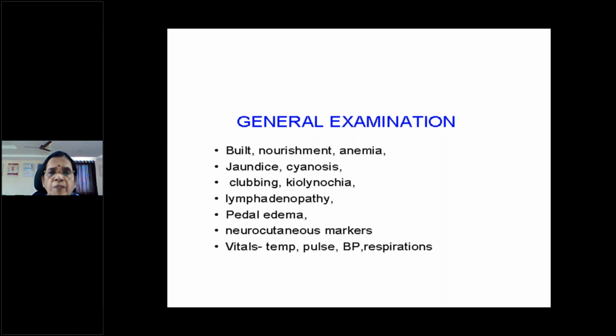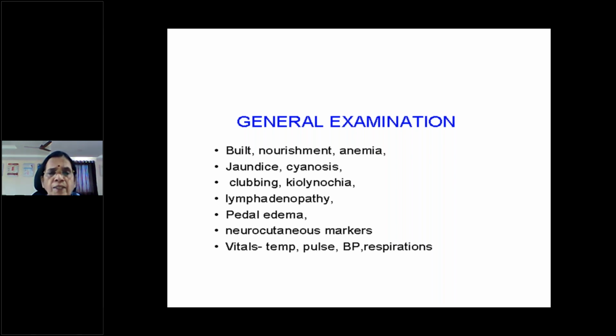Next comes the general examination. As usual, you have to look for whether the patient has any nutritional deficiency followed by a neurological deficit, and then anemia. Anemia with a neurological deficit, you have to think of either a B12 deficiency or a folic acid deficiency. And jaundice, or icterus in case of kernicterus. They can have a neurological deficit, or copper metabolism problems and Wilson's disease also, where basal ganglia involvement can be there along with jaundice.